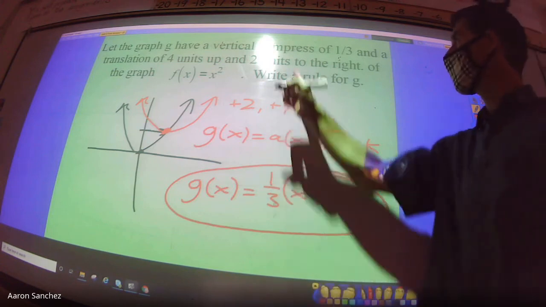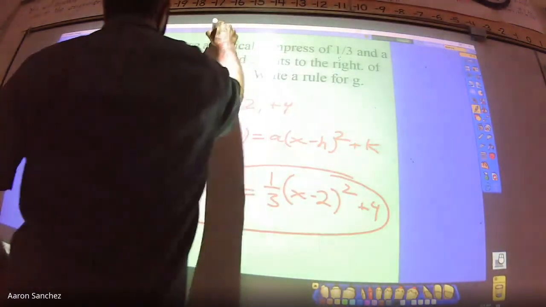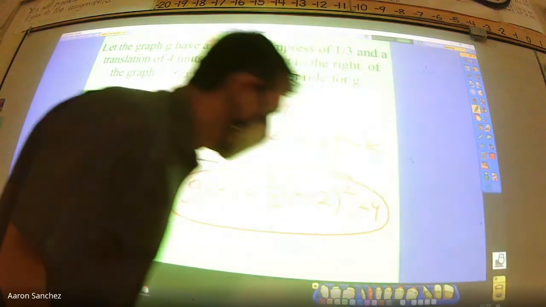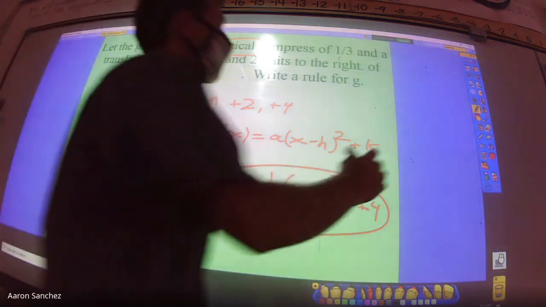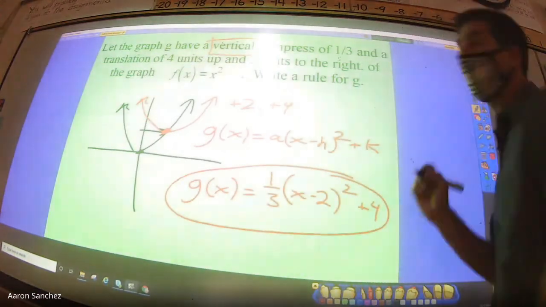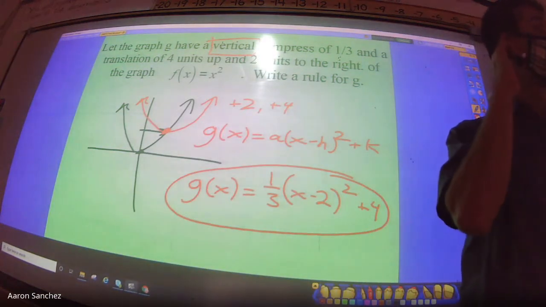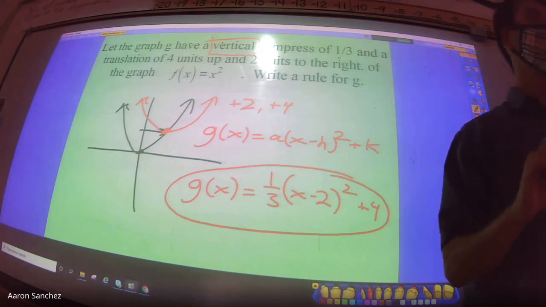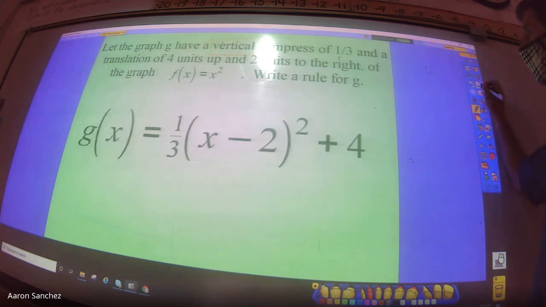Horizontal is in the parentheses. Vertical is outside. Remember, vertical means it's going to be outside the parentheses, right? What is horizontal? Horizontal will be inside the parentheses. You guys see the answer?